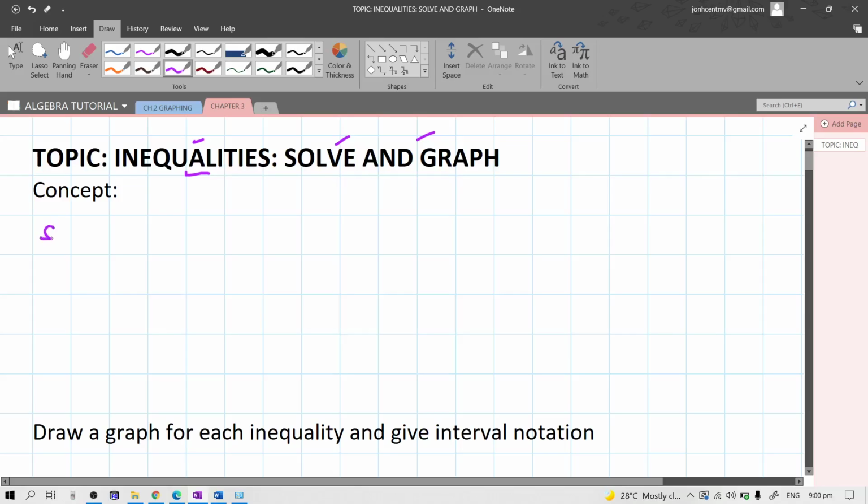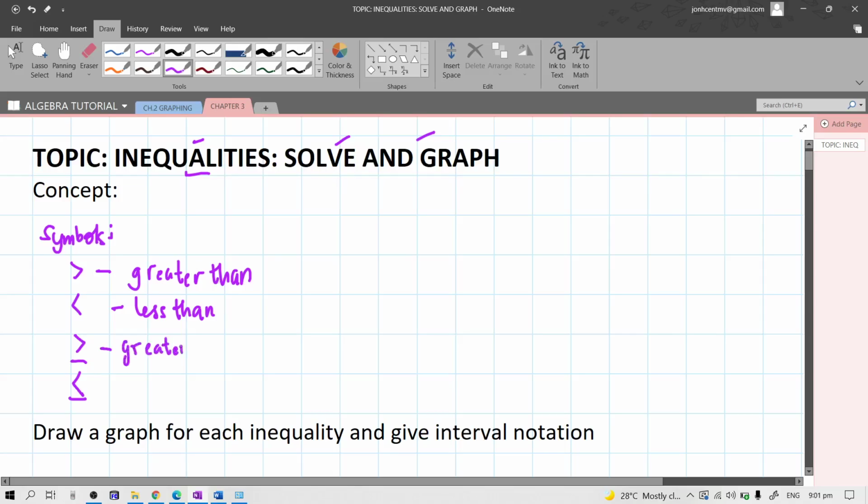So, first, we have the symbols. Okay? So, we have this is greater than, this is less than, and this is greater than or equal to, then this is less than or equal to. So these symbols are called inequalities.